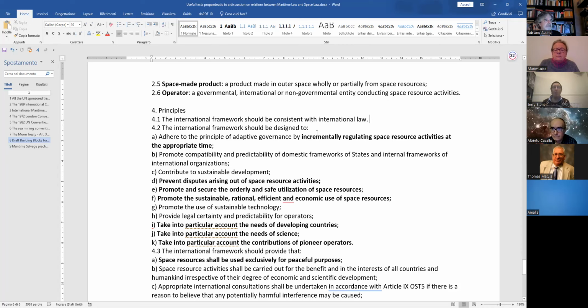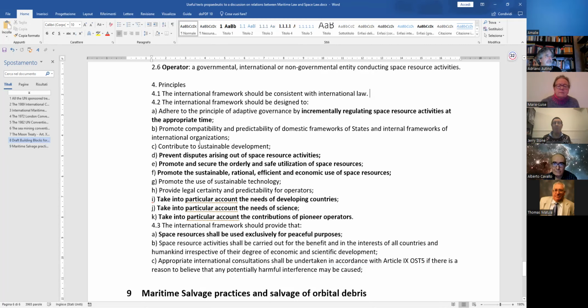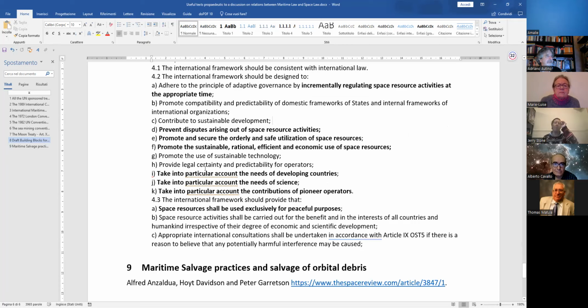It is. Yeah. The international framework should be designed to adhere to the principle of adaptive governance and incrementally regulating space resource activities at the appropriate time. Promote compatibility and predictability of domestic frameworks of states and internal frameworks of international organizations. Contribute to sustainable development. Prevent disputes arising out of space resource activities. Promote and secure the orderly and safe utilization of space resources. Promote the sustainable, rational, efficient, and economic use of space resources. Promote the use of sustainable technology. Provide legal certainty and predictability for operators.